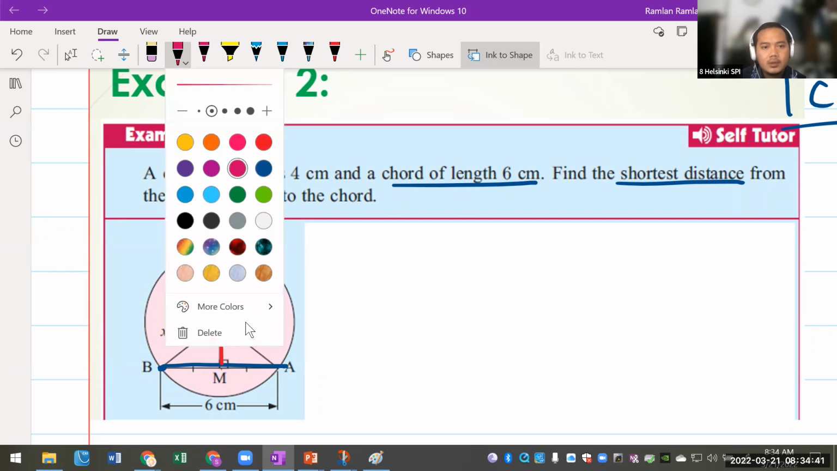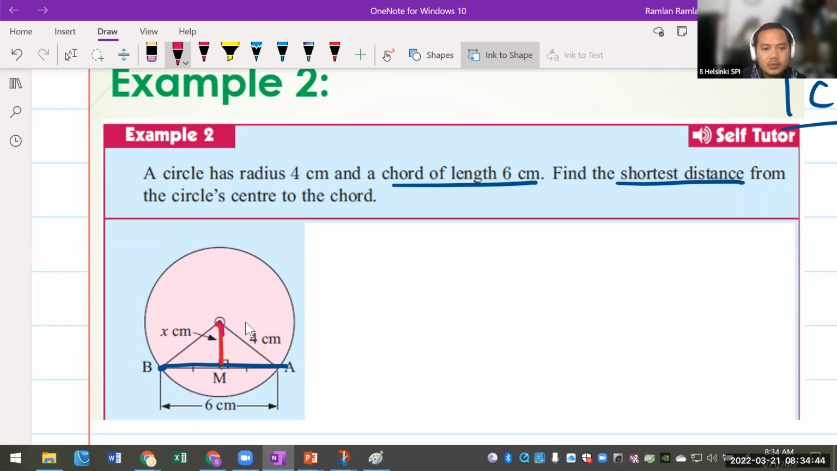So I'm going to take this triangle over here and move it. Okay, so I'm going to name this O. This is O, this is M, and this is A, and this is a right angle. This is a right angle, and we know that this is 4 centimeters. Because we want to know the x here, we need this MA, right? What do you think is the length of MA?